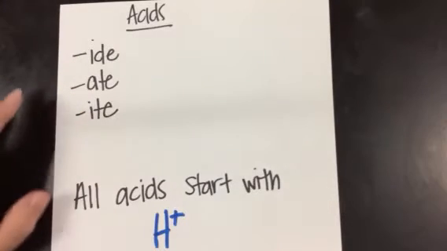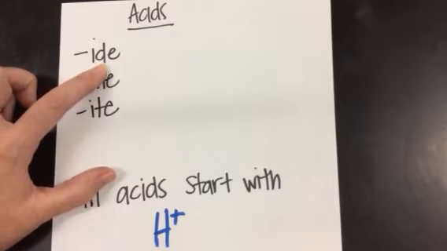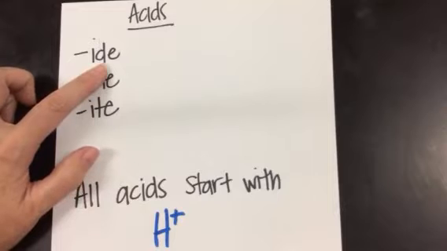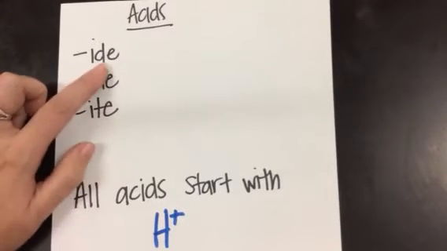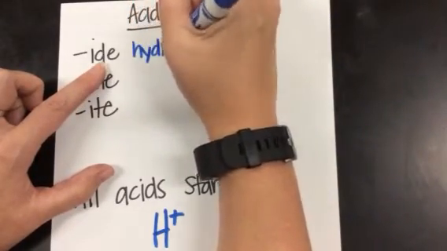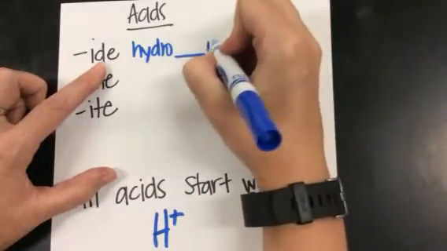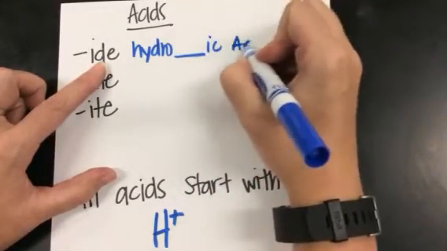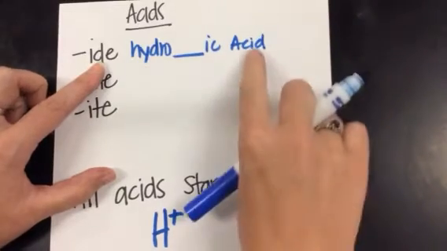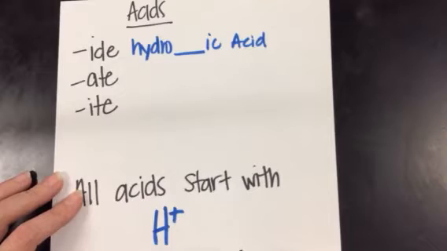So with your naming rules, if it's an ide, that means that your anion ends in ide. So these are all of your elements on the periodic table, like chlorine and bromine and iodine, and all of those end in ide. If you have an ide, you're going to put down hydro, and then you're going to have a root of the word, and then this is ic. And then the word acid. You can think about it in terms of if you have acid, that means that you have hydrogen written first.